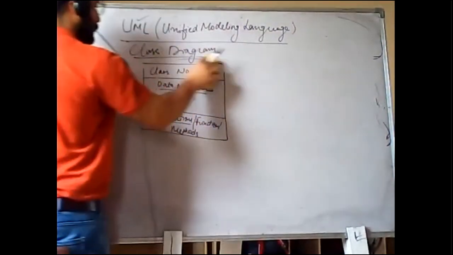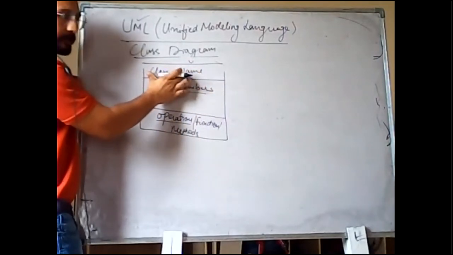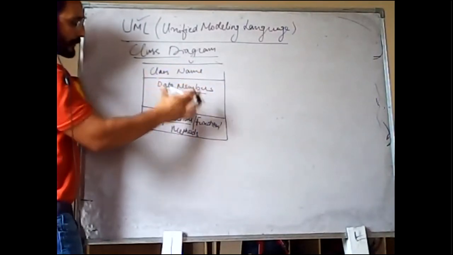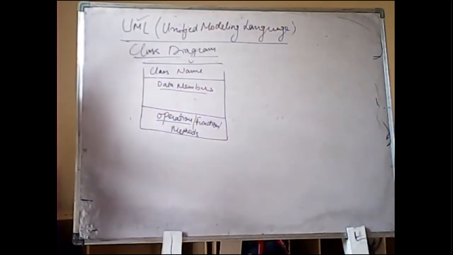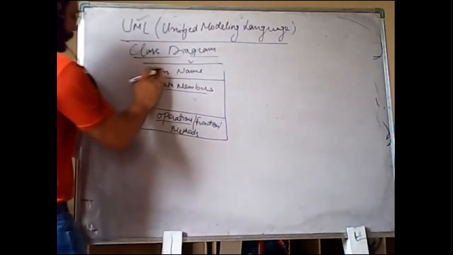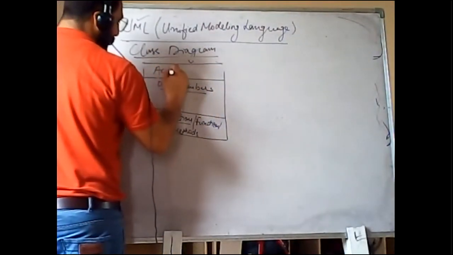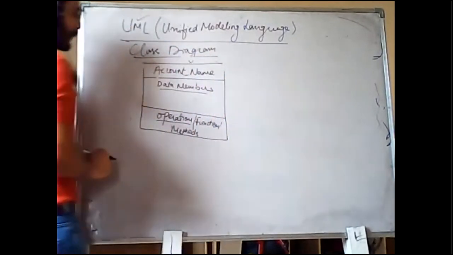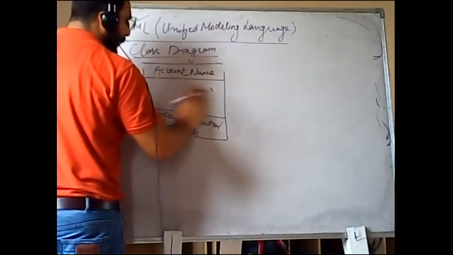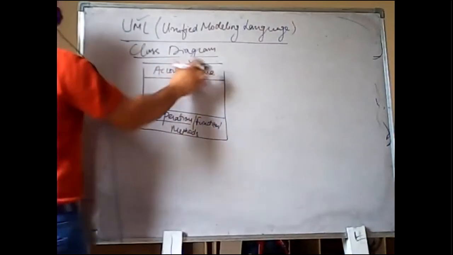Okay, and while drawing a diagram, the diagram looks like this: a block with three divisions. First is your class name, then your data members, then third is your operations. First of all, I will write the class name, that is Account. Account is the name of a class. It can be saving, it can be current, it can be RD account. That is your class name.